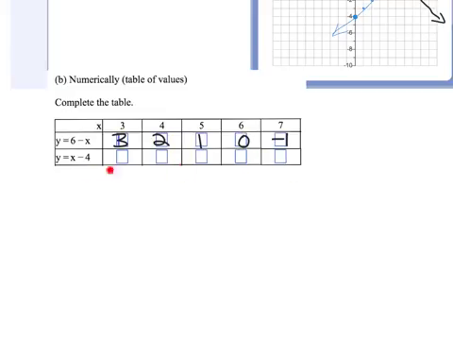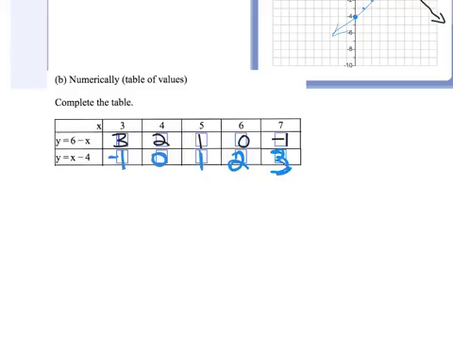Now we're going to do this one, and this one we'll do in blue. So it's going to be 3 minus 4 is negative 1. And then it's going to be 4 minus 4 is 0. And then it's going to be 5 minus 4, which is 1. And you should see that it's getting bigger by 1 each time. So there's our 2. There's our 3.